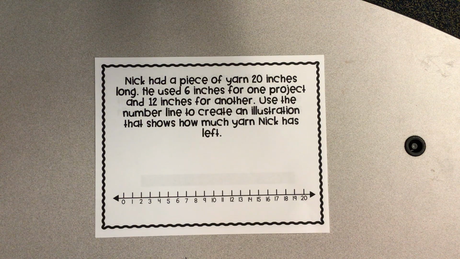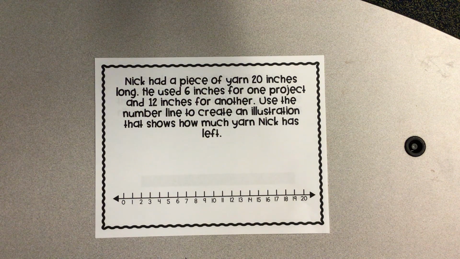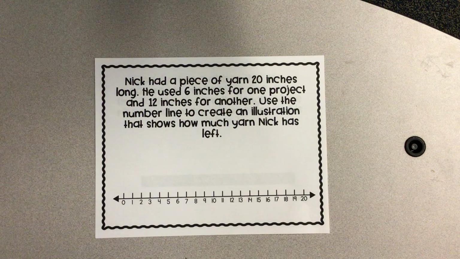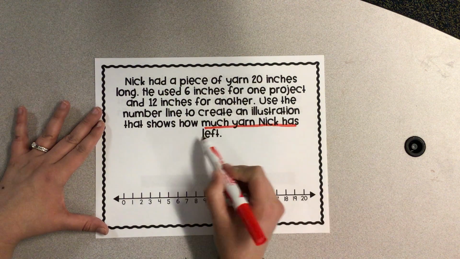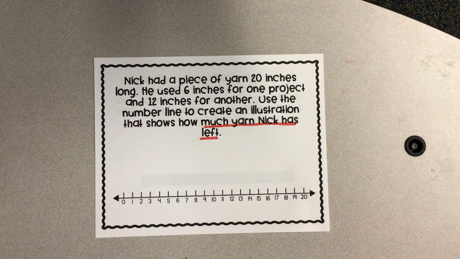Okay, so if I think about it even just without the numbers, Nick has a piece of yarn and he's using two different sets of inches for his projects. So that's going to tell me that we are subtracting, right? We're not adding on those two different numbers. We are taking those away because he's using them. So now our question is, how much yarn does he have left? Have left is one of those clue words that tells us that we're going to be subtracting.